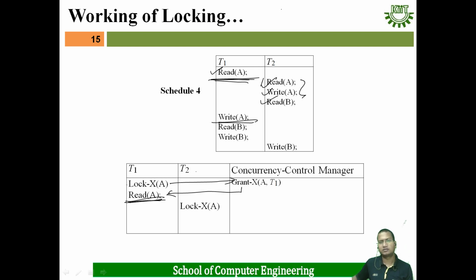When T2 wants to execute this instruction, before that it has to apply an exclusive lock on A. That's why it will request lock X on A. But one exclusive lock is already applied on A by transaction T1, so it cannot be granted. That means T2 will wait till completion of T1.